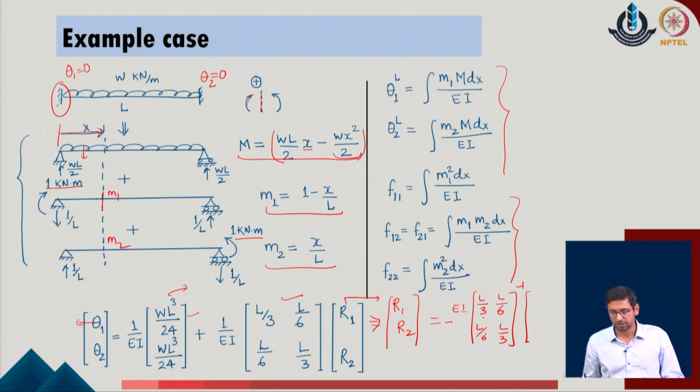So it can be written as 1 upon EI, wL cube upon 24, wL cube upon 24. So with this we can evaluate the values of the unknown redundants of the given problem.